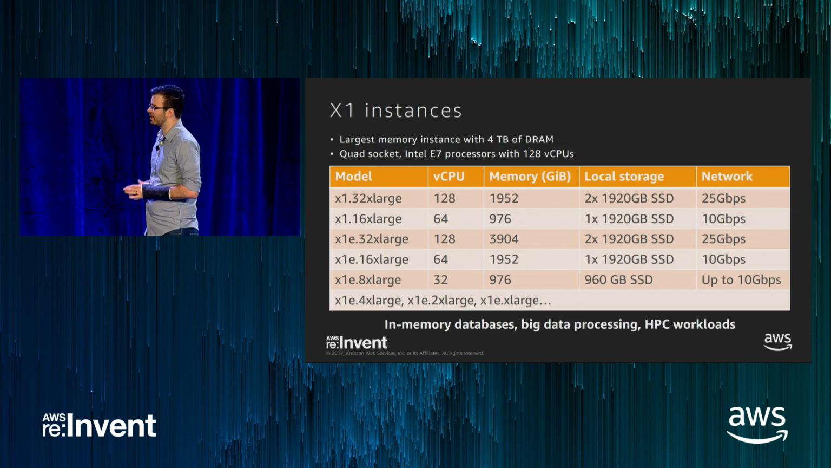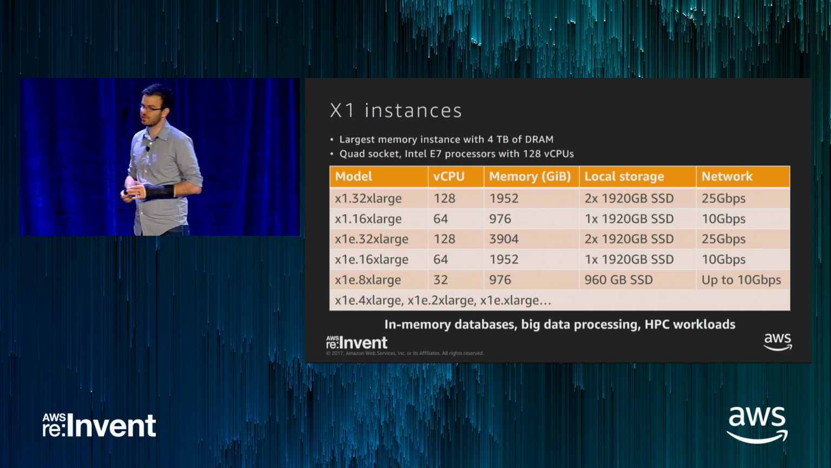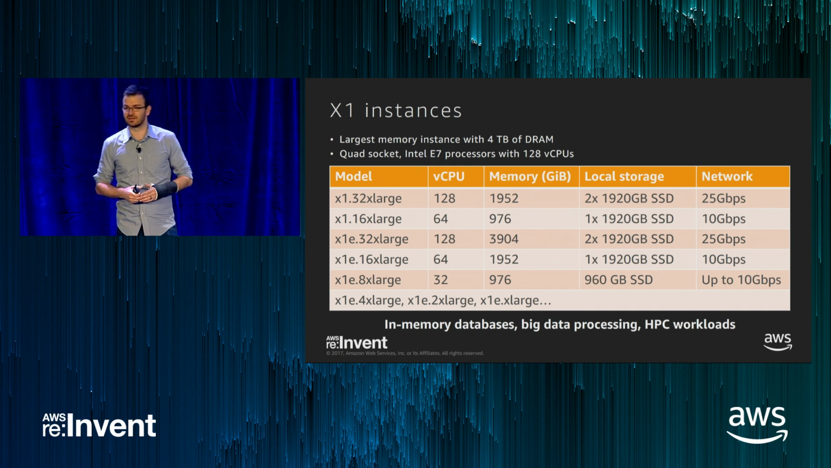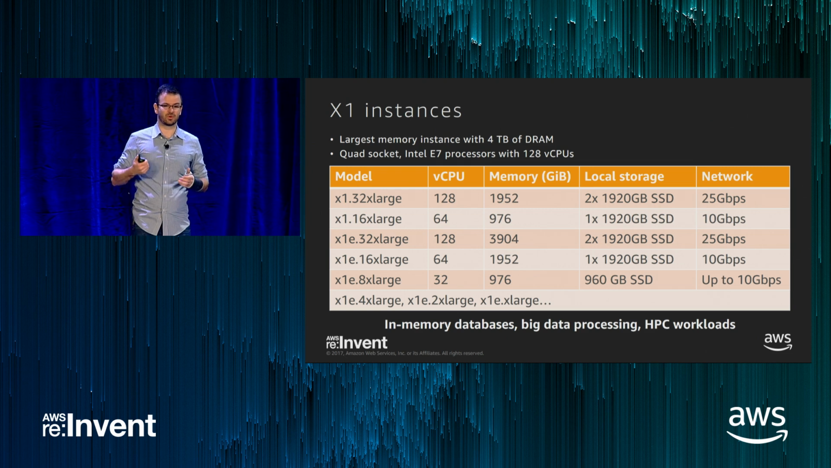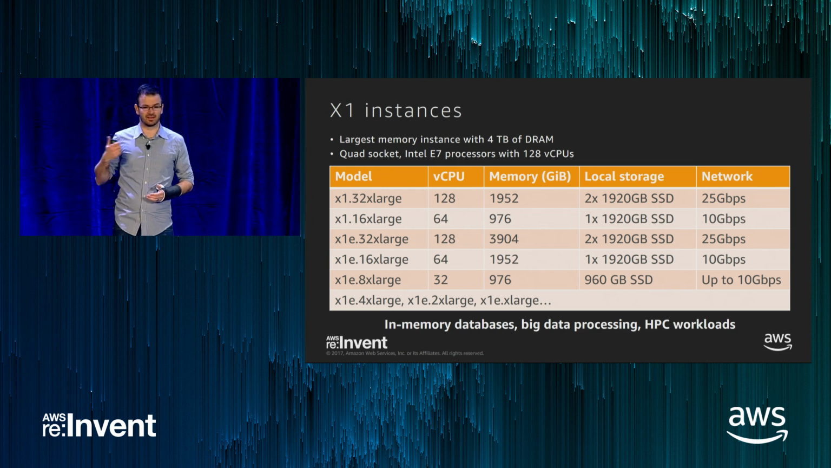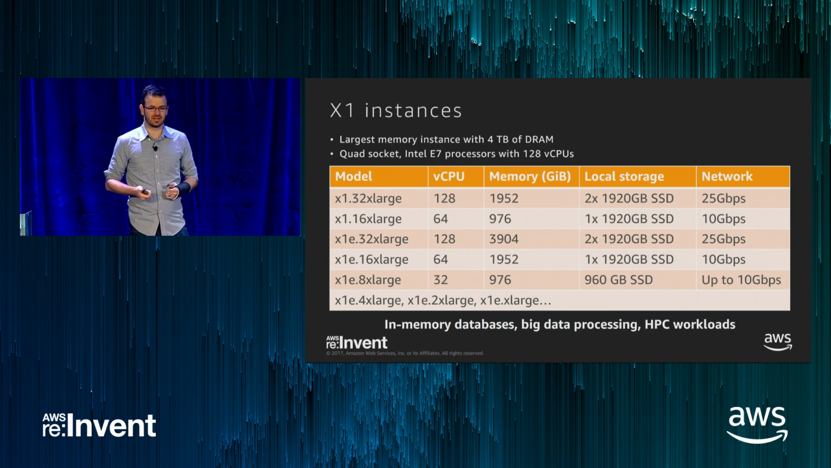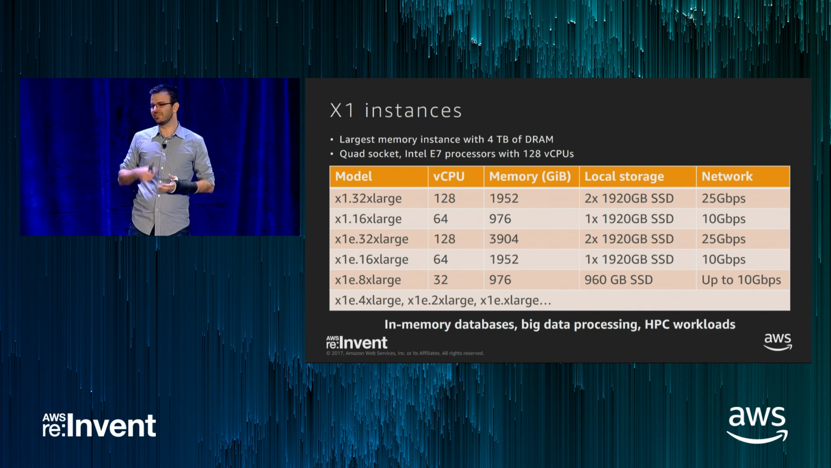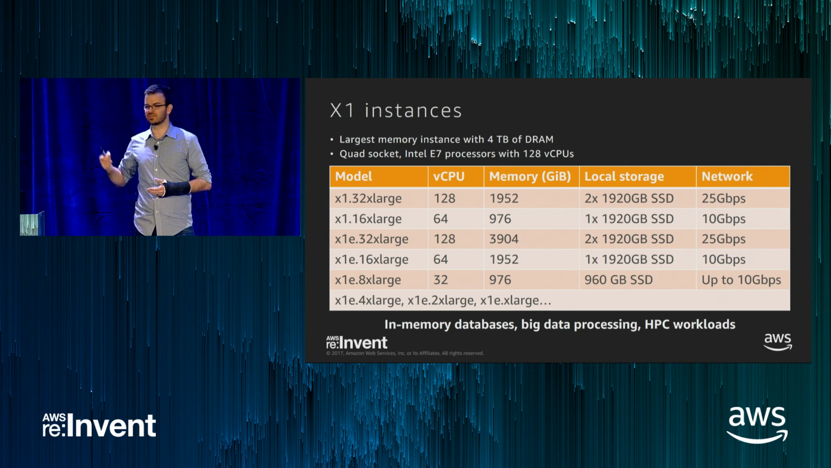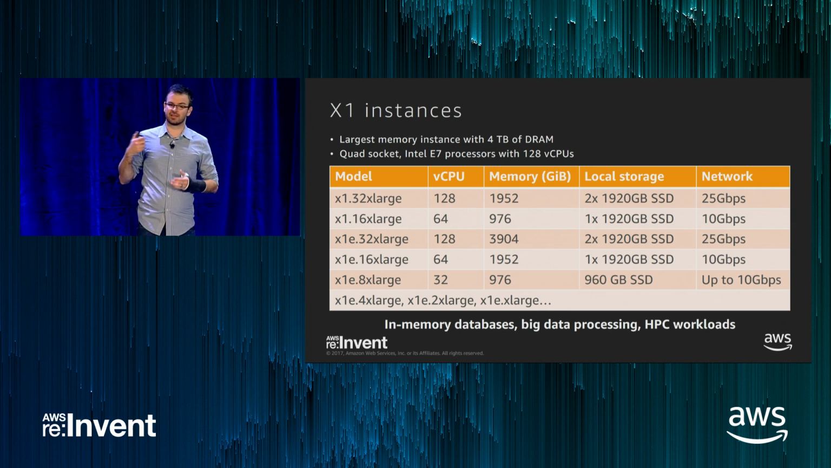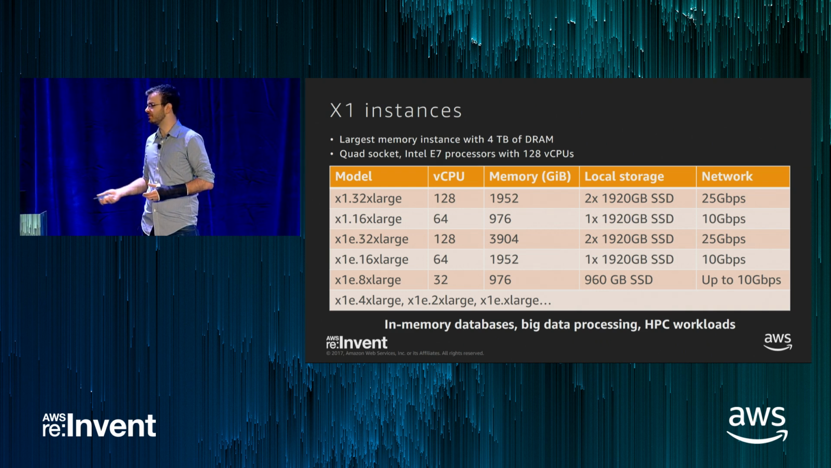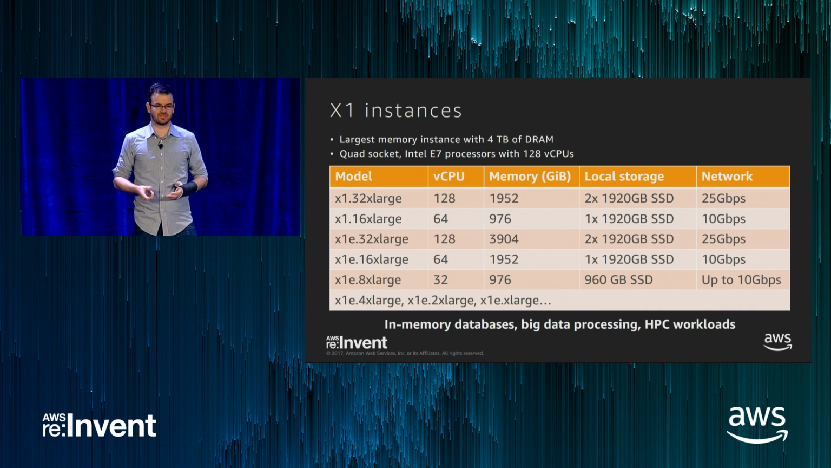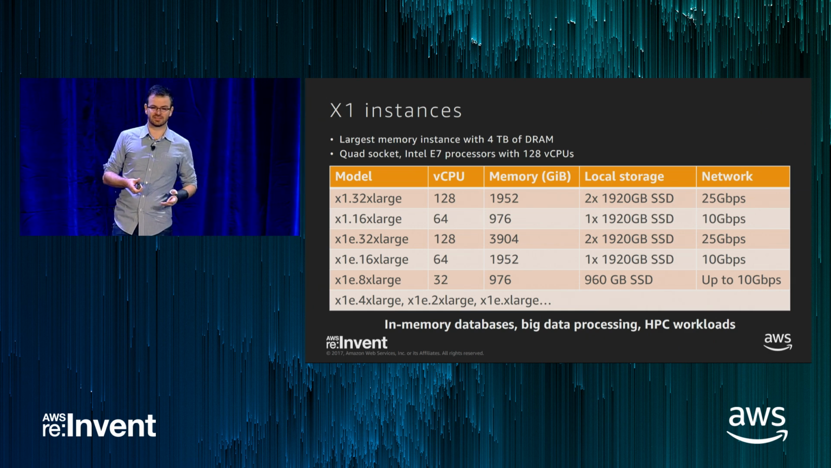Next, I want to talk about X1 instances. So X1 instances, they're pretty exciting instances. They're really massive machines with 4 terabytes of RAM and 128 virtual CPUs. They're great for things that have a huge memory footprint or even high memory to core ratios with the X1E instances that we launched. Things like big in-memory databases, big data processing applications, even some HPC workloads are pretty well suited for these X1 family of instances.